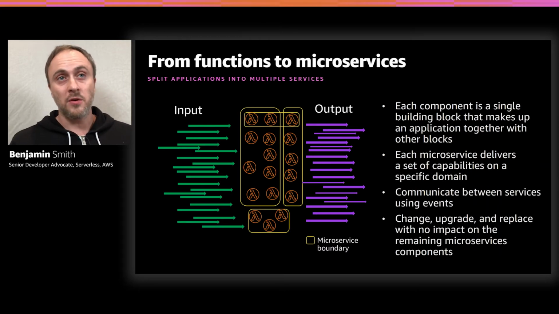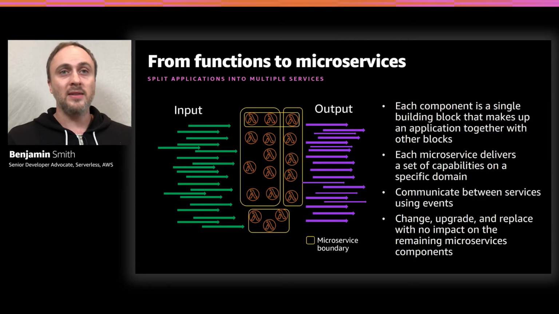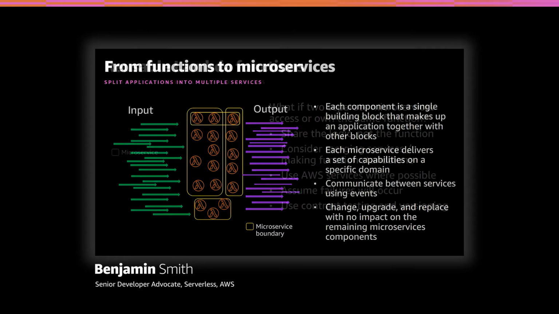What you can then do is to create microservices from these functions. So each microservice becomes a building block that, when combined with other blocks, makes up the application. Each microservice should deliver a well-defined set of capabilities on a specific domain. And you can communicate between these microservices using events or APIs, and this makes it nice and simple to update and replace components without impacting other blocks or other microservices.